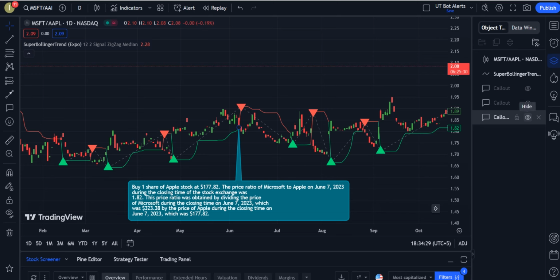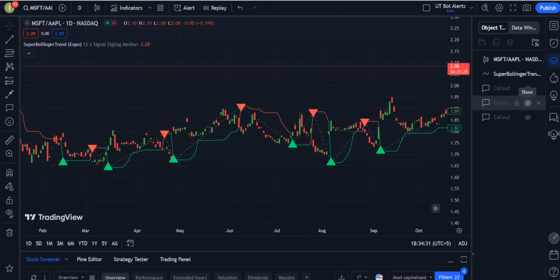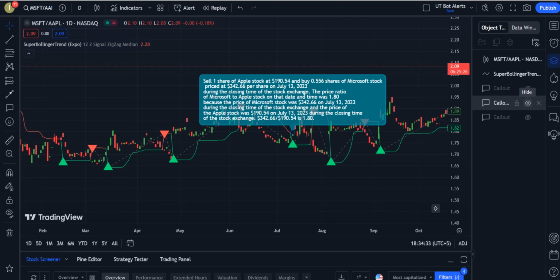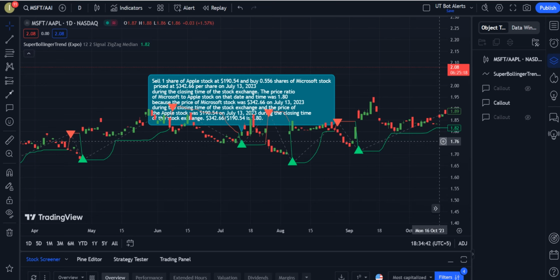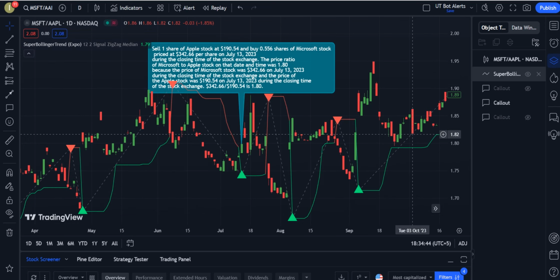I will hide this comment and open up the next one. So yes, this is the next one. And so here, let me zoom in. So this is already a different date. This is July 13, 2023. So we fast forward over a month later, and the price ratio of Microsoft to Apple has changed.